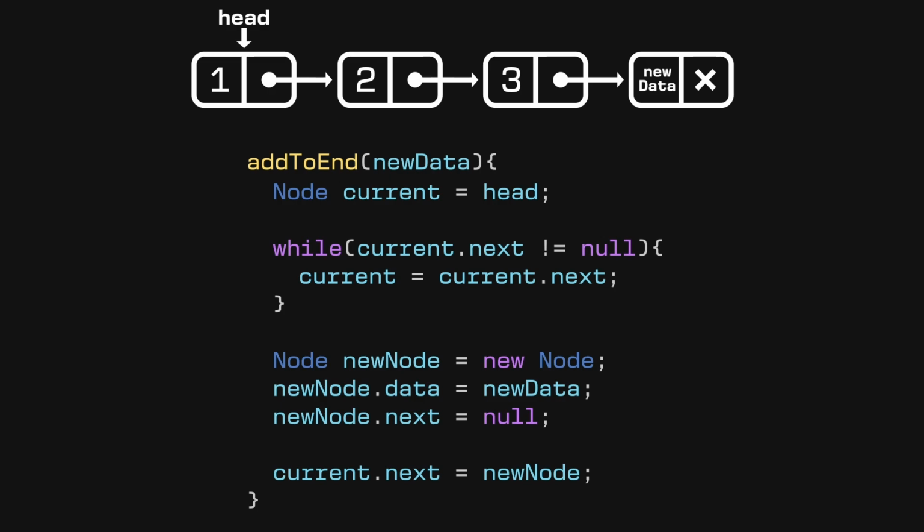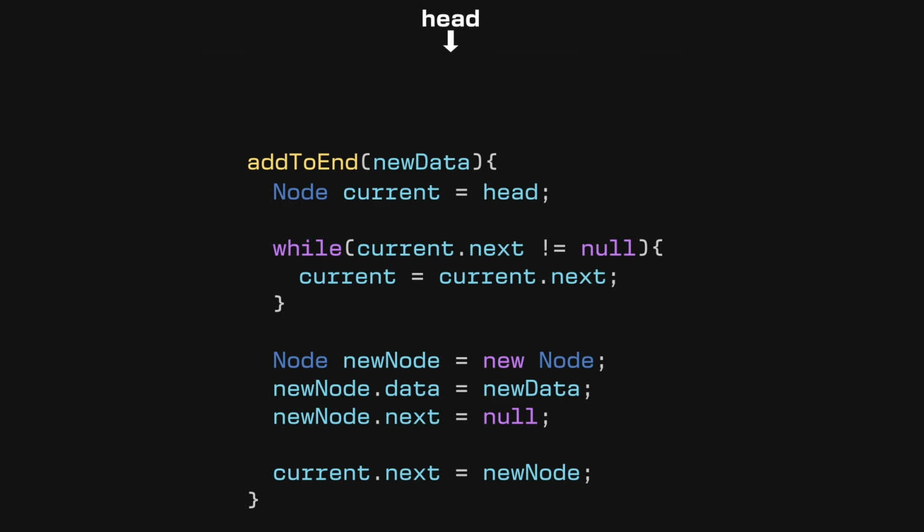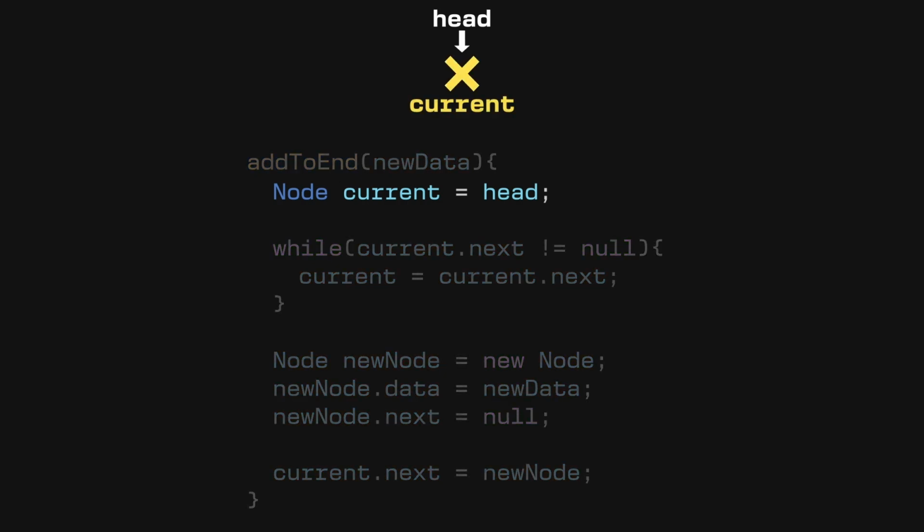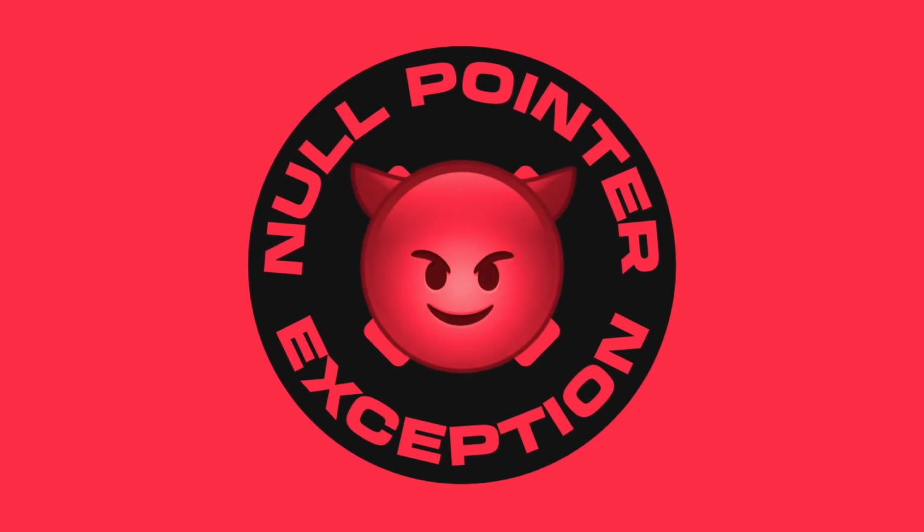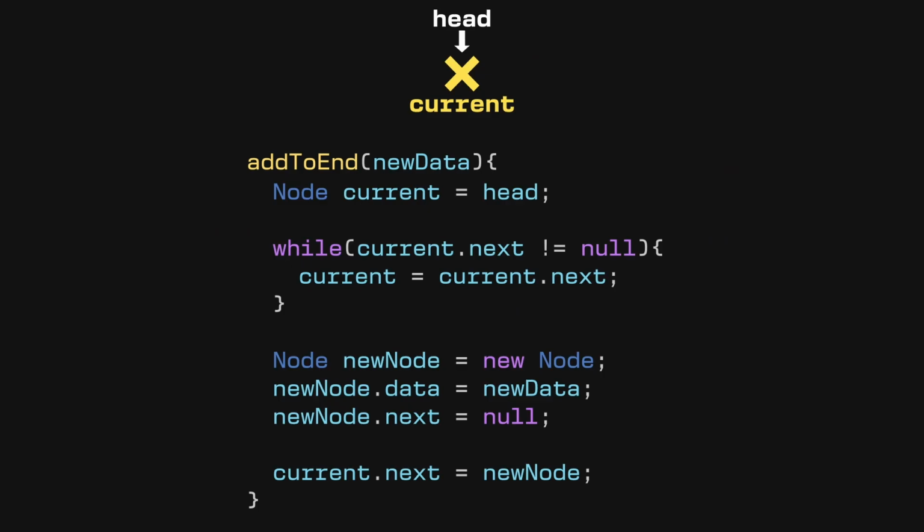Unless there are exactly 0 nodes in the list. In this case, the head will be null because there are no other nodes that it could point to. We start current at the head, so it also stores null, then the while loop checks if current's next field... null pointer exception. The problem is that a null reference represents nothing, and nothing has no fields. We can't access the next field of something that has no fields, so it causes the null pointer exception.